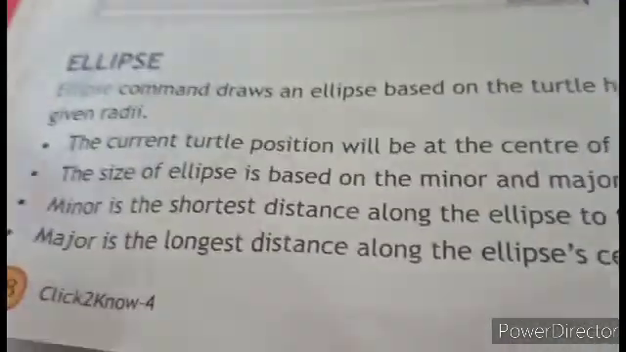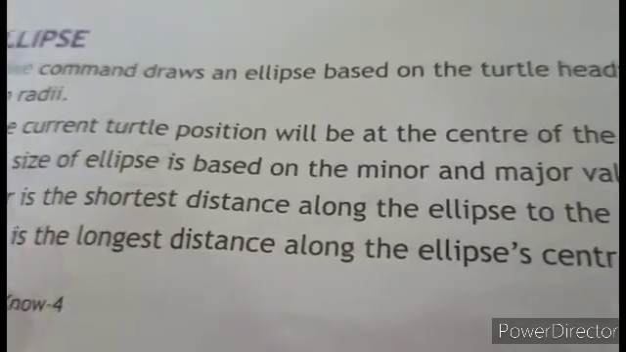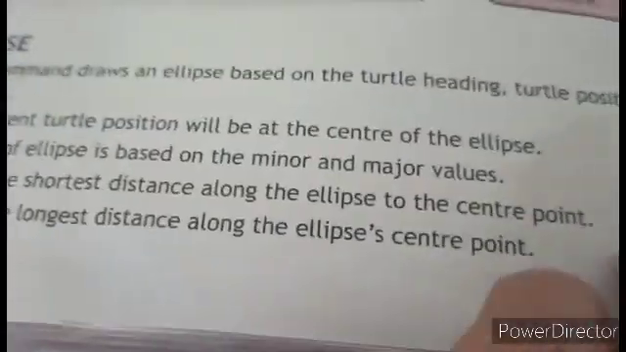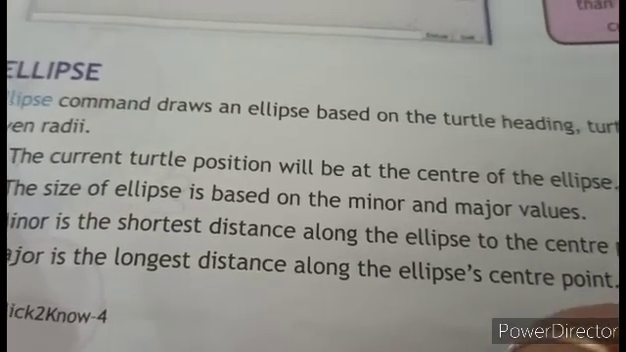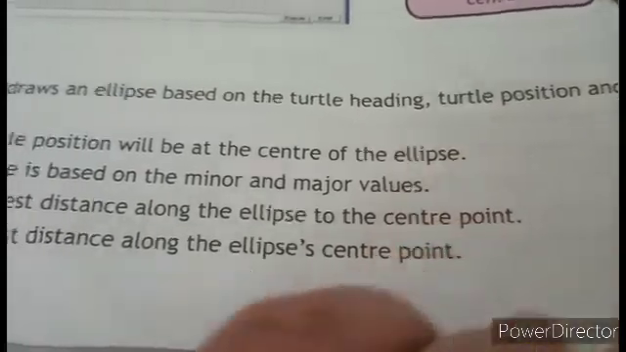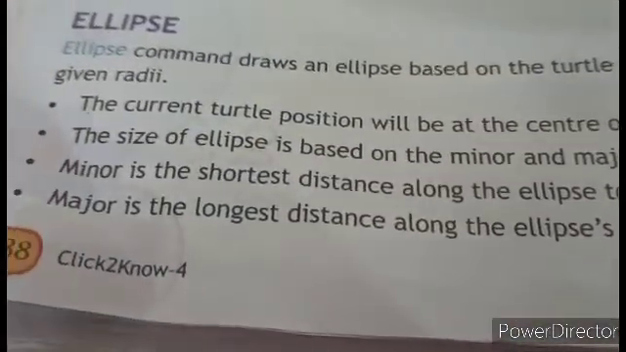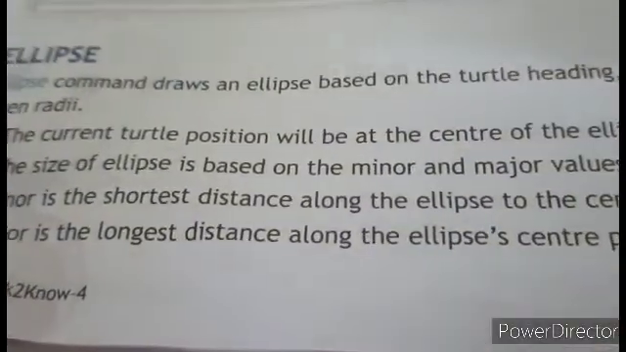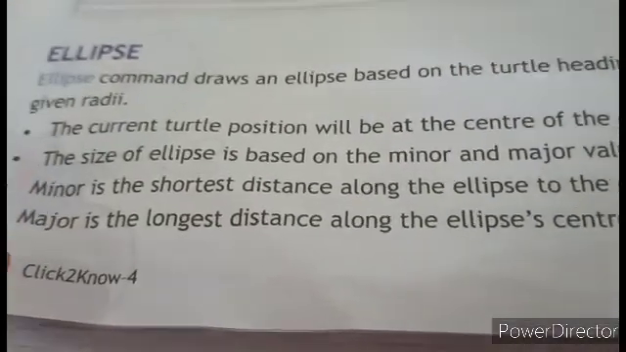Next, it has given how to draw an ellipse. The command itself is ellipse, but it is a little bit different from the circle command. The ellipse command is used to draw an ellipse based on the turtle heading, turtle position and the given radius. The current turtle position will be at the center of the ellipse. Normally the turtle position is at the center of the screen, so no problem with that.